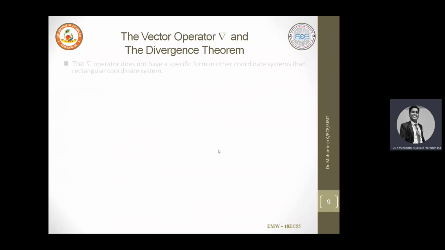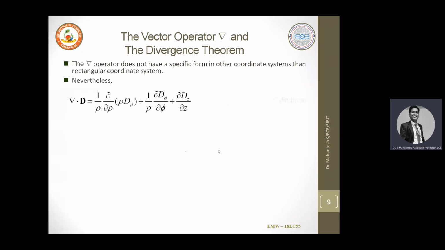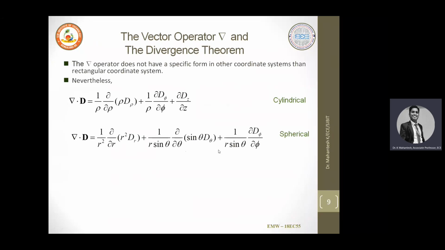Now, the del operator does not have a specific form in coordinate systems other than the rectangular coordinate system. So del dot D in the cylindrical coordinate system is given by 1/rho ∂(rho D rho)/∂rho plus 1/rho ∂D phi/∂phi plus ∂Dz/∂z. Whereas in the spherical coordinate system, it is given by this equation, which is similar to the previous equations we have studied with respect to the divergence theorem.